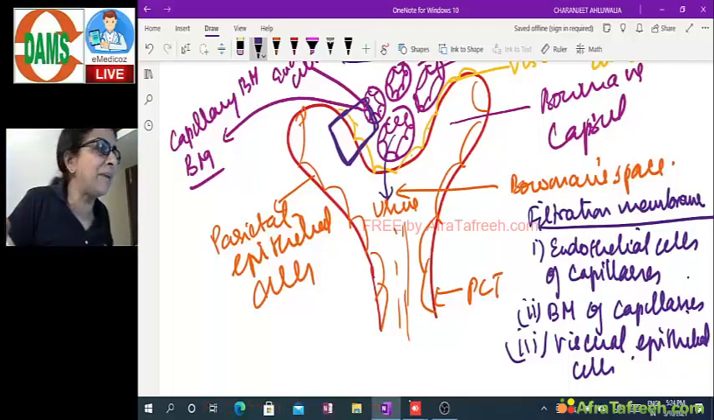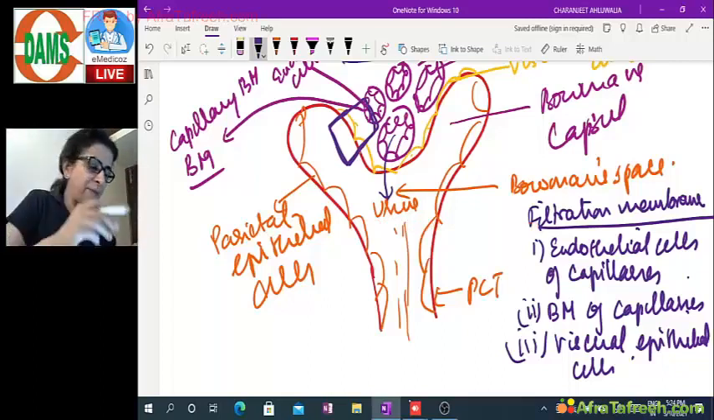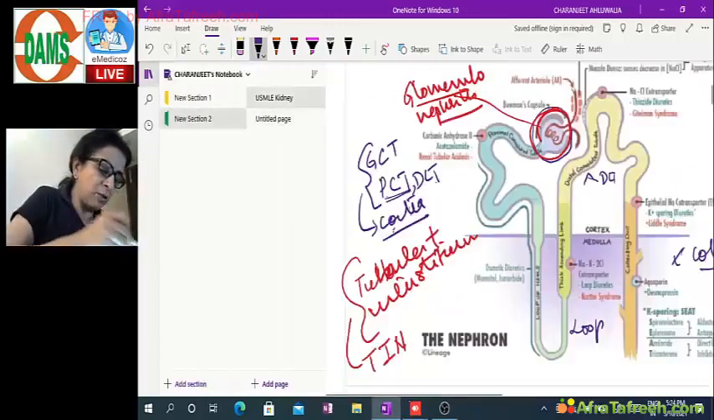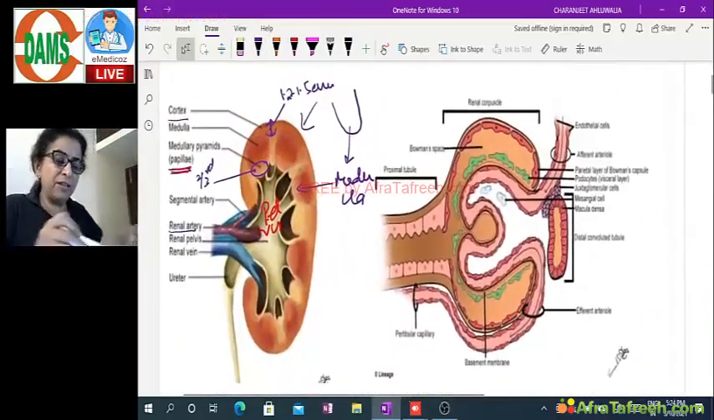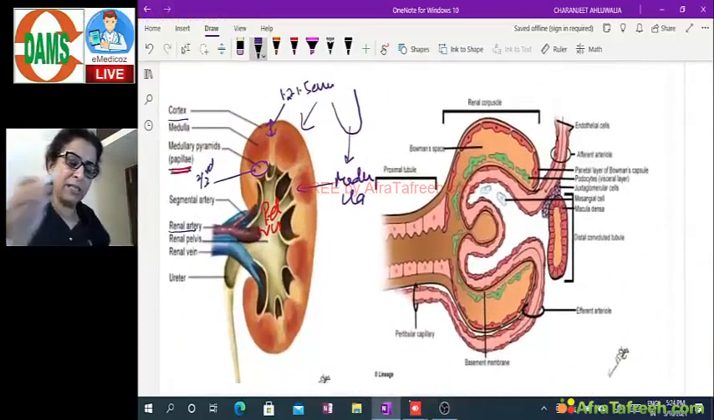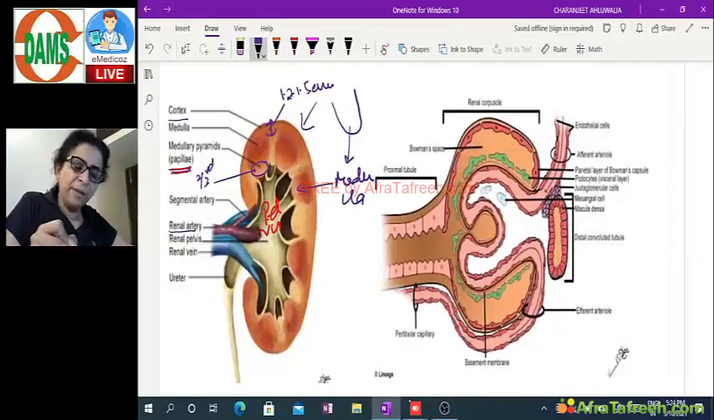The filtration membrane is charge and size dependent. It filters substances based on their charge and size. So this is the filtration membrane of the kidney. This was a simple diagram that I drew. Now let us see here, this is the renal corpuscle, the Bowman's capsule, and this is the glomerulus. What is the filtration membrane of the kidney formed of?